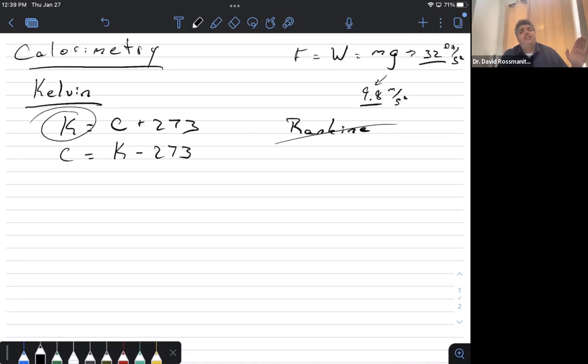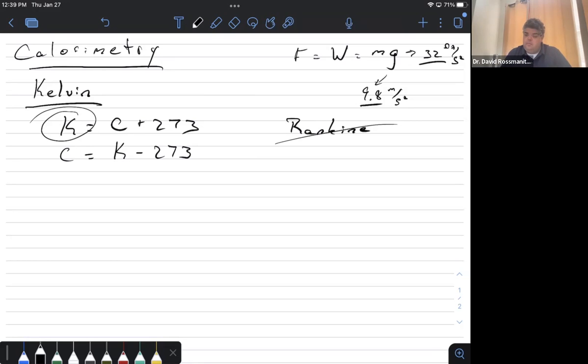So for every equation we're about to use that requires you to plug in a value for temperature, make sure the temperature is in Kelvin. And then I mentioned that there are special cases where, if instead of asking for the actual temperature, the equation wants the change in temperature, in those cases you can use Celsius if you wish, because a change in Celsius is a change in Kelvin.